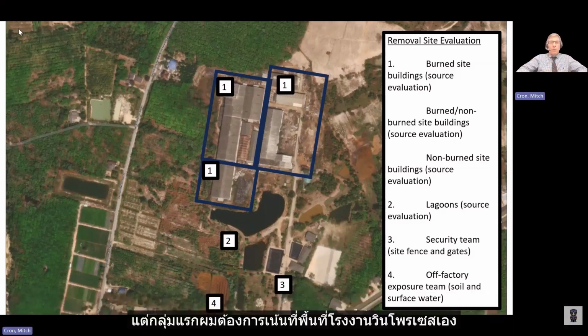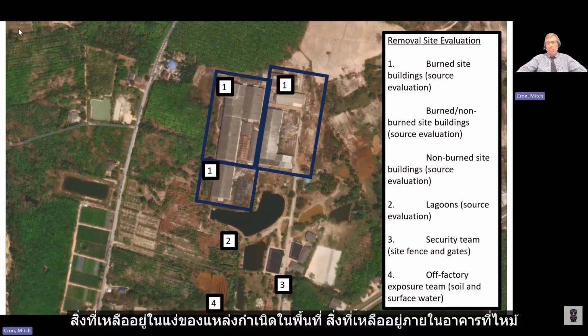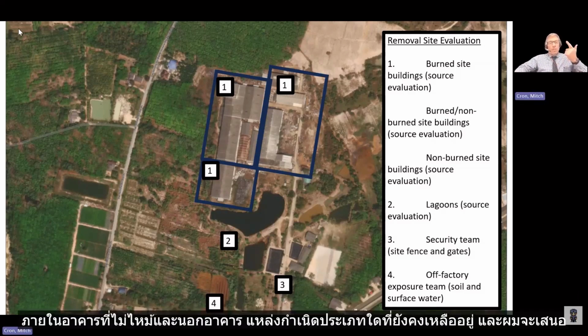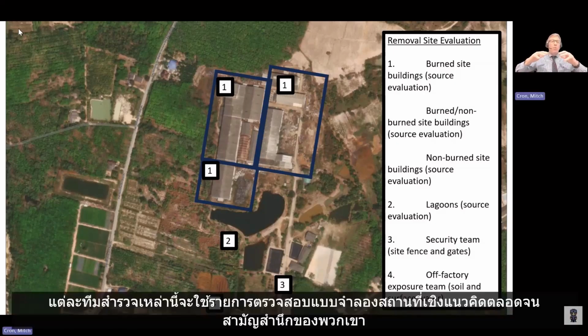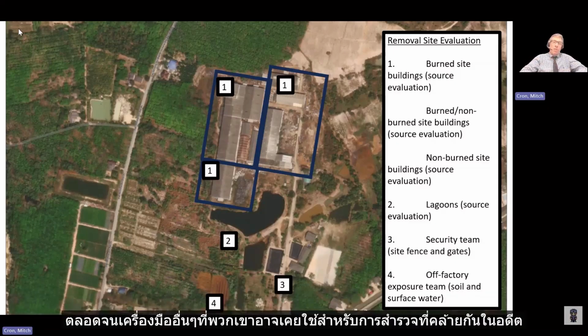But the first group, I want to focus on the Wind Process site itself. What remains in terms of sources on the site? What remains within burned buildings, within unburned buildings, and outside of buildings? What kind of sources still remain? And I would propose, using the conceptual site model checklist, each of these investigation groups will use the checklist as well as their common sense, as well as other tools that they may have used for similar investigations in the past.